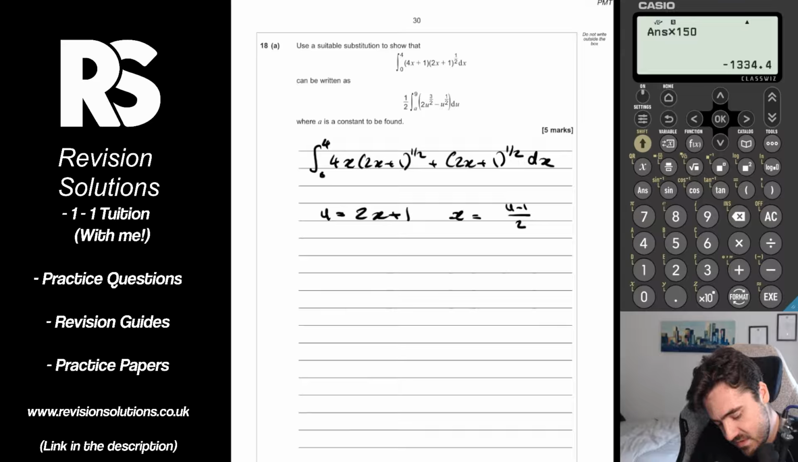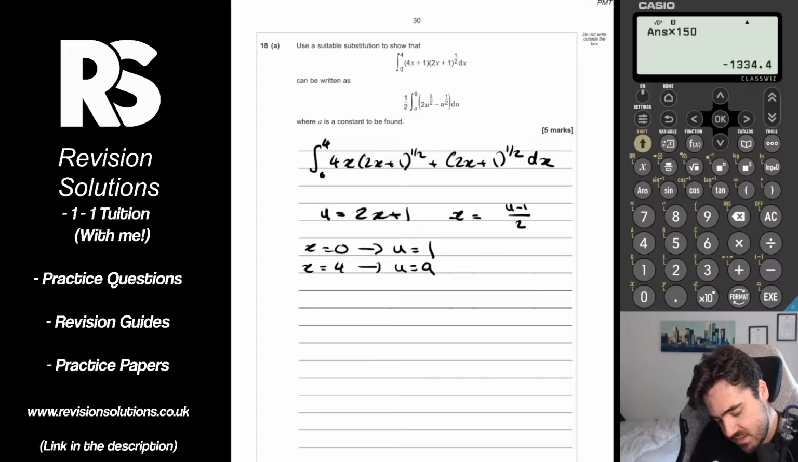Actually, let's do our limits as well first. If we plug in the bottom limit when x is 0, that's going to give us u is 2 times 0 plus 1, so that's 1. And then if we plug in the top limit, when x is 4, that's going to be 2 times 4 plus 1, which is 9. So that checks out with the 9 there, so that's promising.